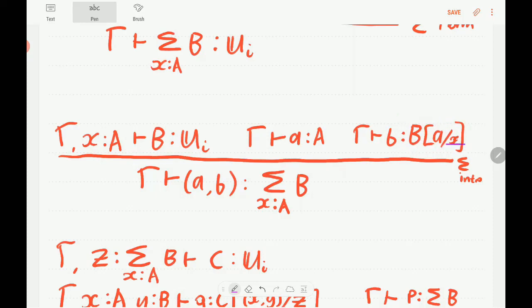because capital B may have this variable x, but when we write capital B A slash x, we mean take capital B and replace all the free occurrences of this variable x with A. So this is one of these particular types in this type family B, in particular the type indexed by little a. And we're saying that if we have a term little b in there, then that entails that little a comma little b will be a member of this sigma type, this type of dependent pairs. So essentially, the values of this type are pairs of a value of A and a value of the type associated with that a.